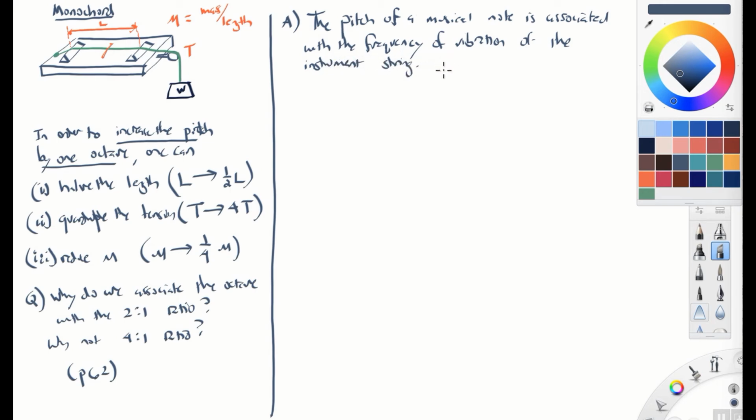Okay, so how do we know this? After all, it's not like when you strike a guitar, you can actually see the string and count the frequency. You can see the string, but it's hard to count the frequency. So how do we know that the pitch is associated with the frequency of the string? So the question is, how do we know?